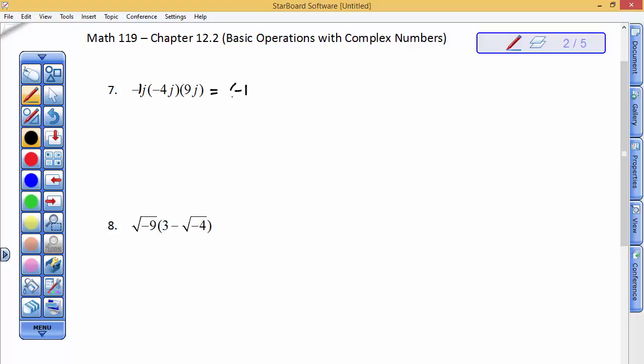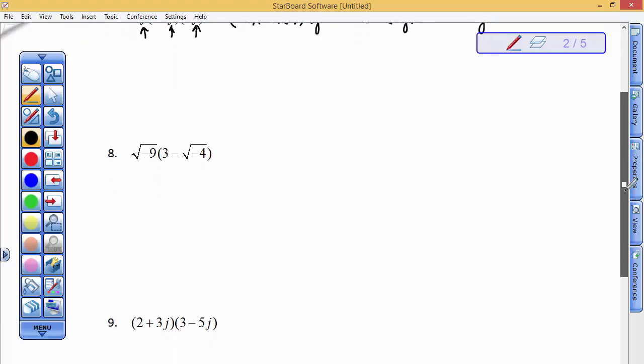So essentially, I want to take the negative 1 times the negative 4 times the 9, and then this j times this j times this j, which will give me j to the third power. So out in front, a negative times a negative is a positive, and 4 times 9 is 36. So I have 36j cubed, but remember, j cubed is equal to a negative j. So careful, that's 36 times a negative j, or I'm going to write that as a negative 36j. So I'm simplifying these expressions, but the process is multiplication that I'm doing.